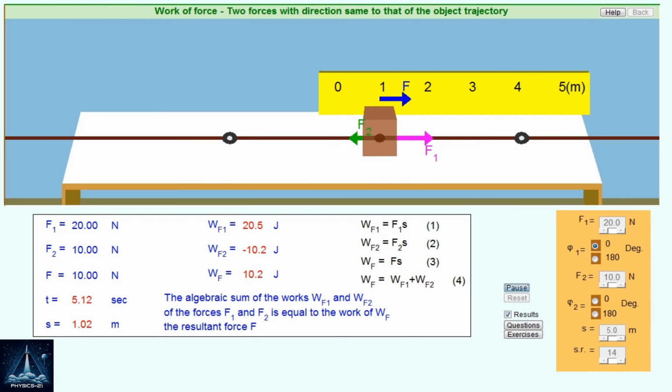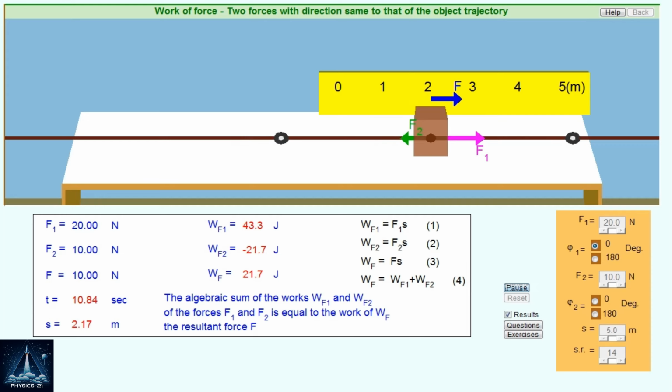In the results table, the following are shown: the value of the resultant force F of forces F1 and F2, the value of displacement S, the equation and value of the work done by force F1, the equation and value of the work done by force F2, the equation and value of the work done by the resultant force F.